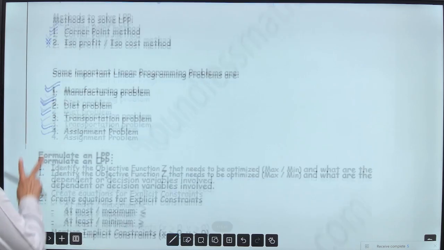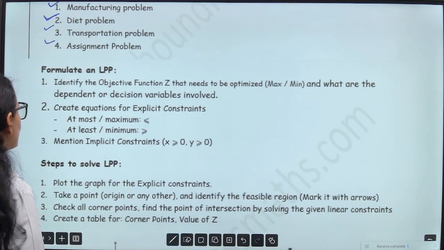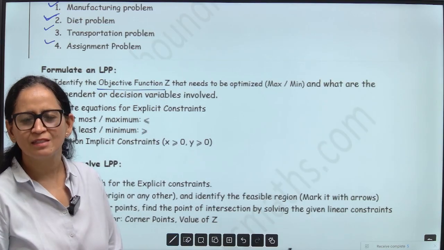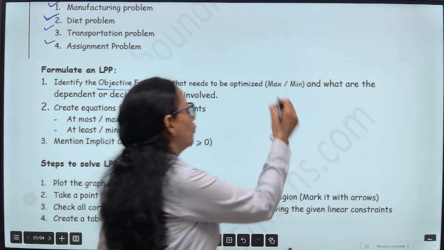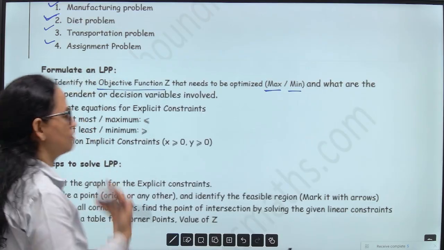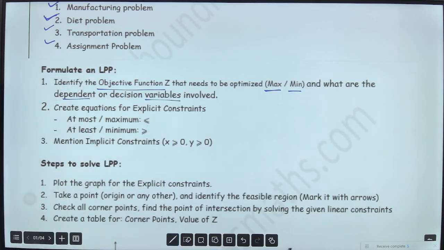Now how do we formulate a linear programming problem before even solving it? So the first thing is to identify the objective function that you need to maximize or minimize. What is to be done with the objective function, maximization or minimization, even that is important. Now what are the dependent variables in the scenario given to you? Represent them using X and Y.